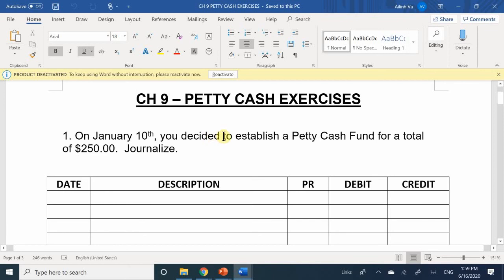All right, so we're dealing with petty cash fund. Question number 1: on January 10th, you decided to establish a petty cash fund for a total of $250. Journalize this transaction.